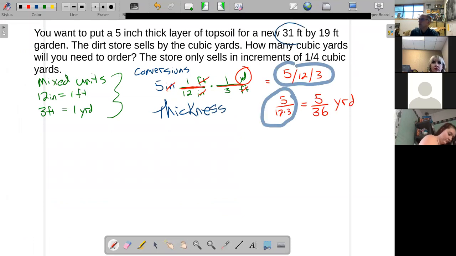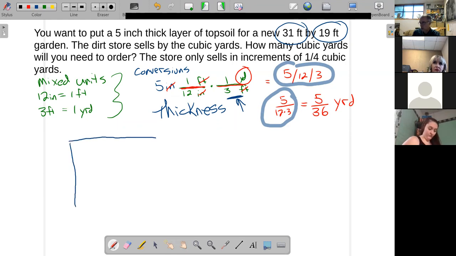And then I've got the 31 to convert and the 19 to convert. Notice when we did the conversion here, that was just a division by 3. So that means for the dimensions, and I'm going to sketch this out, 31 by 19. I think I'll make my 19 go this way and my 31 go that way. So I have this garden that looks kind of like that. It's 31 feet by 19 feet.